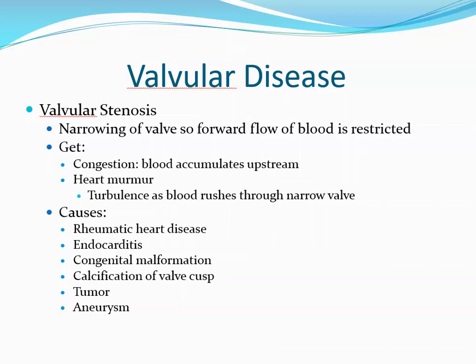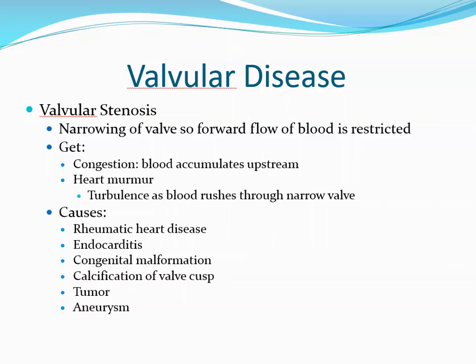Here there is a narrowing of the valve, so the forward flow of blood is restricted. Blood will begin to accumulate upstream behind this restriction, and this is known as congestion. This will result in hypertension in these affected vessels upstream. You will also get heart murmurs. A murmur is the sound of the blood rushing through this narrow valve, resulting in turbulence. This then creates abnormal sounds that one can hear.